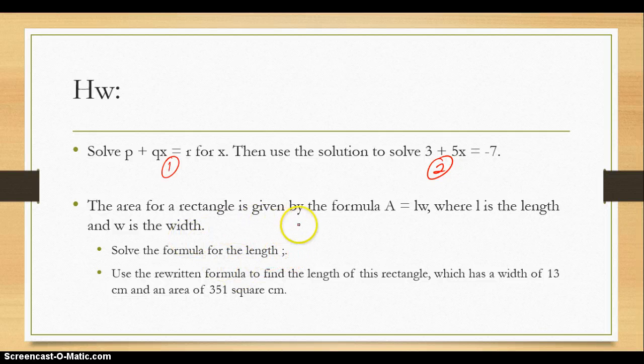Down here, the area of a rectangle is given by the formula A equals the length times the width, where l is the length and w is the width. Solve the formula for the length l. Use the rewritten formula to find the length of this rectangle, which has a width of 13 centimeters and an area of 351 square centimeters. Go back and rewatch the video if you have any questions, but each problem here has a couple of steps that you need to solve.